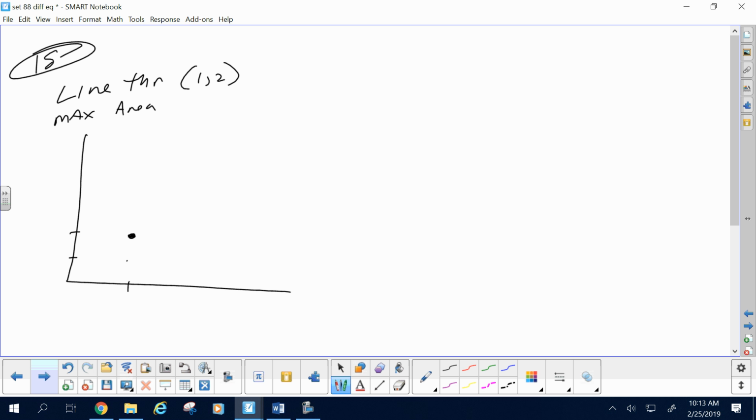This is rough. So, you're trying to figure out, all right, I could draw an area triangle through this lots of different ways.